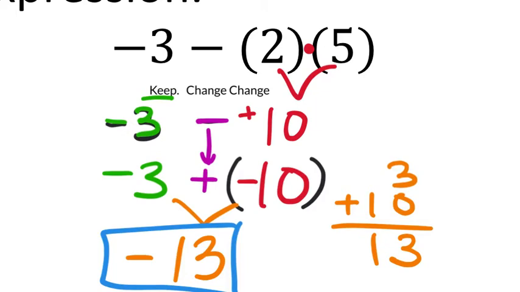And notice here that the order of operations took an expression that had 3 values in it, -3, 2, and 5. It then reduced it into 2 values, and then it reduced it into 1 value. That's completely simplified. That's what we'll always want with these order of operations type problems.